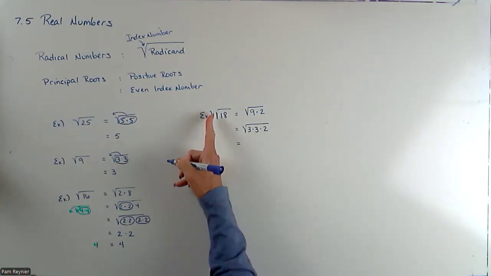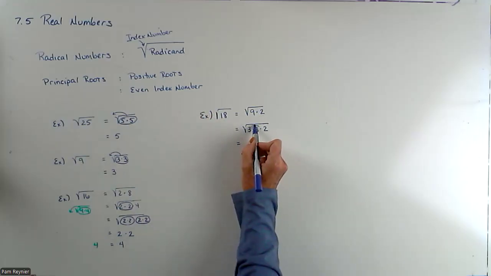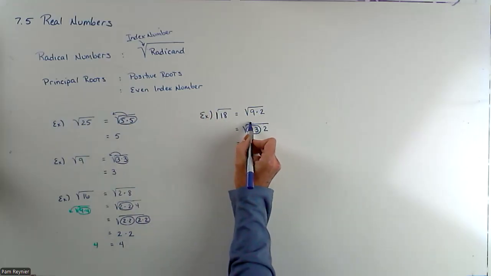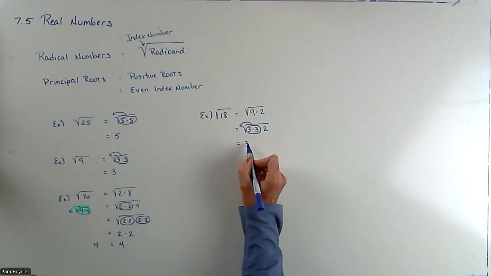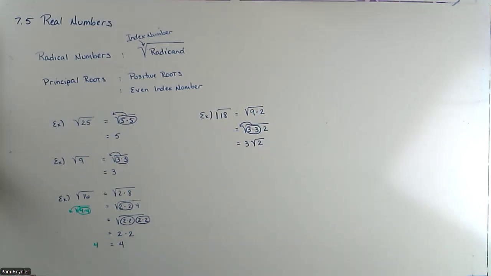Since the index number is a 2 for square root, I'm looking for 2 identical factors, and that can come out. But there's one still trapped on the inside, so it stays on the inside. And your answer is 3 root 2 or 3 radical 2 or 3 times the square root of 2.